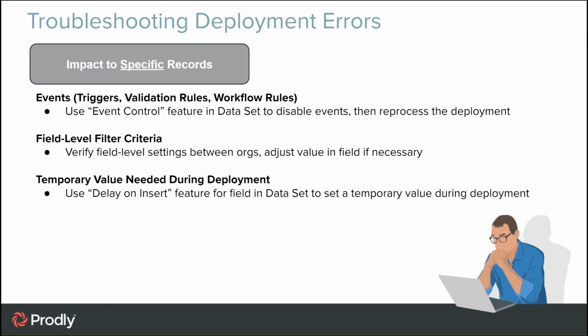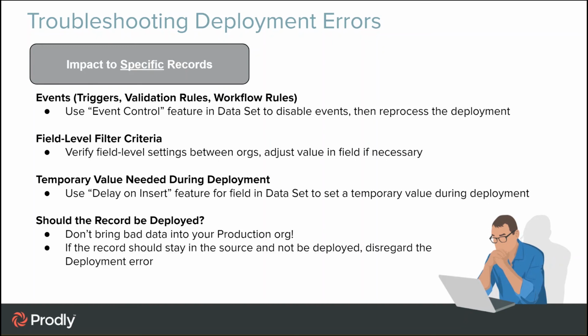If there are records that cannot be created in your destination with a specific value, you may need to assign a temporary value during the deployment. This can be managed at a field level within the dataset by navigating to the impacted field, then selecting the Delay on Insert setting. When this is selected, Prodly will create the record with a temporary value for the field. Then Prodly will update the field value to match the source.